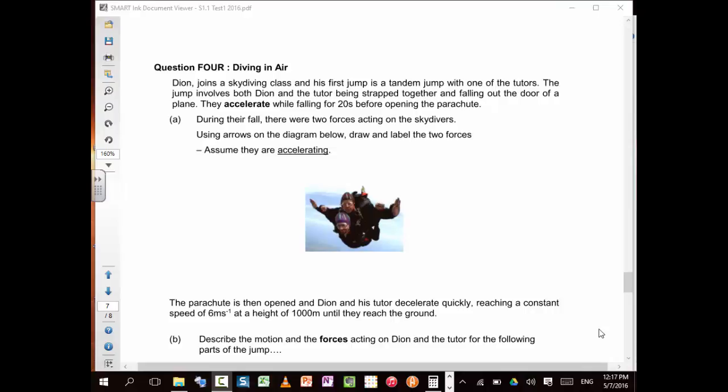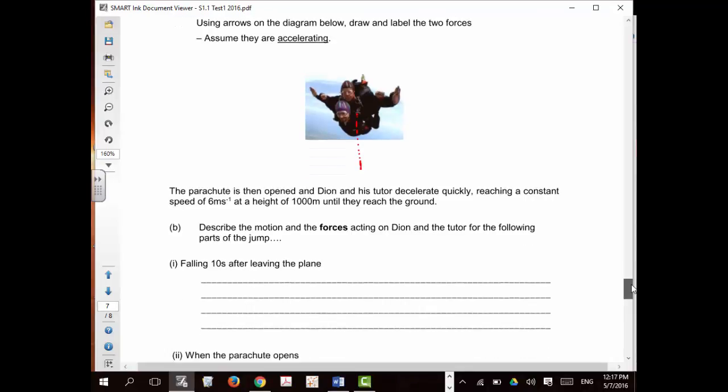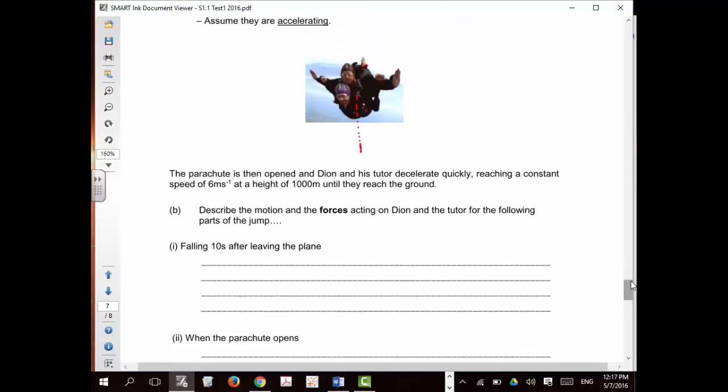So the two forces are weight and air resistance, or air drag. And if they're accelerating, then the downwards force of weight must be bigger than the air drag, or the force due to gravity. So we have a downwards force like this. That didn't work. Let's try that again. Like this. We can call that F gravity. And we have an upwards force of air resistance, which needs to be smaller. This is F air resistance.